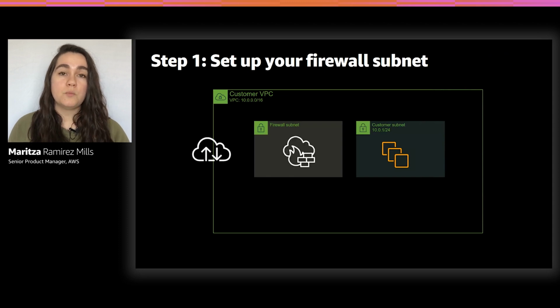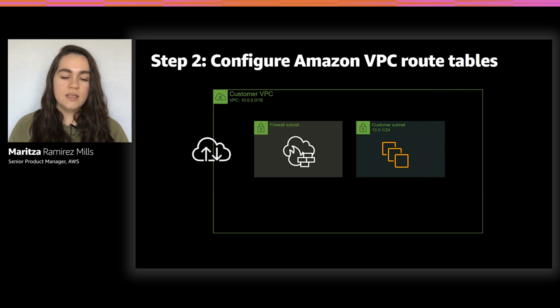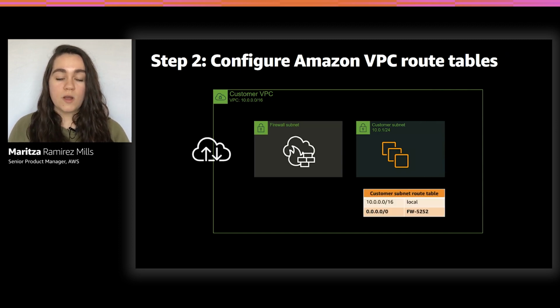What you're going to see is that we're going to put a firewall in this subnet, and then before the firewall is actually inspecting any traffic, you're going to have to make updates to your route tables within the VPC to direct flows to the firewall. So let's look at how you'll want to configure your Amazon VPC route tables. First, you'll start with your customer subnet, where you'll want to configure a route that sends traffic to the firewall for inspection anytime that traffic is leaving the subnet. And so you'll see here below, there's a 0/0 that is sending traffic to the firewall by default.